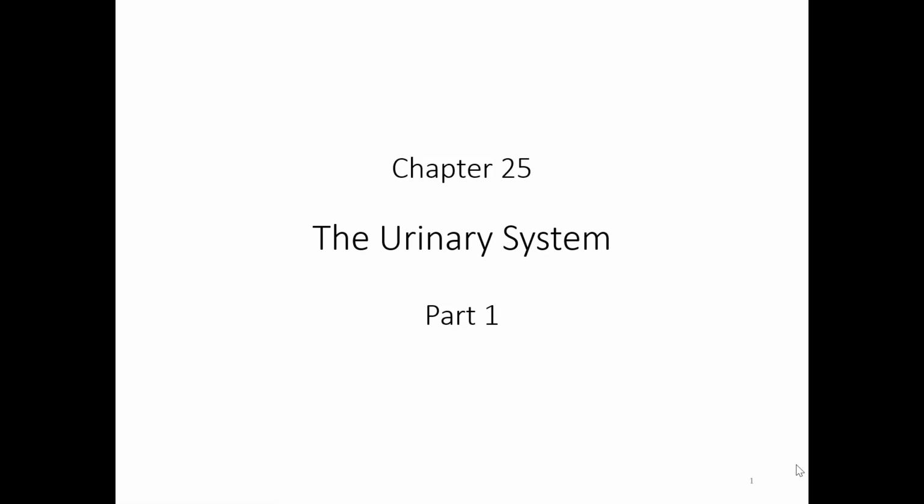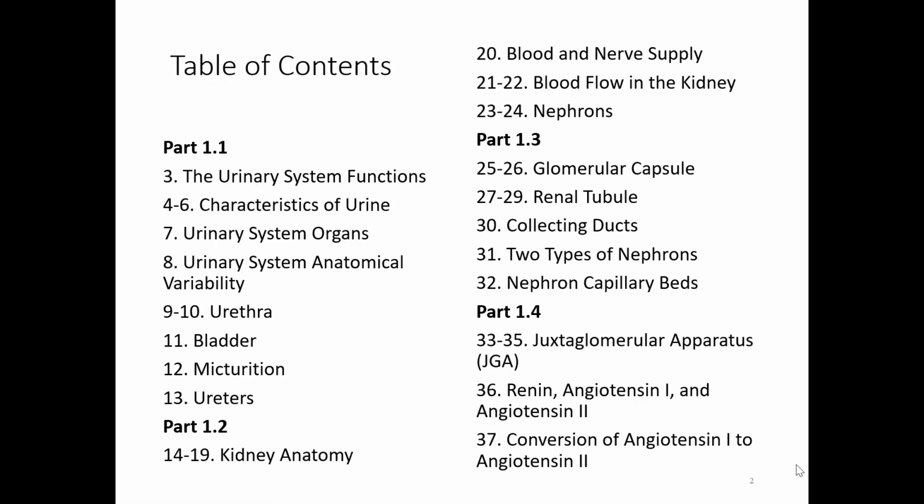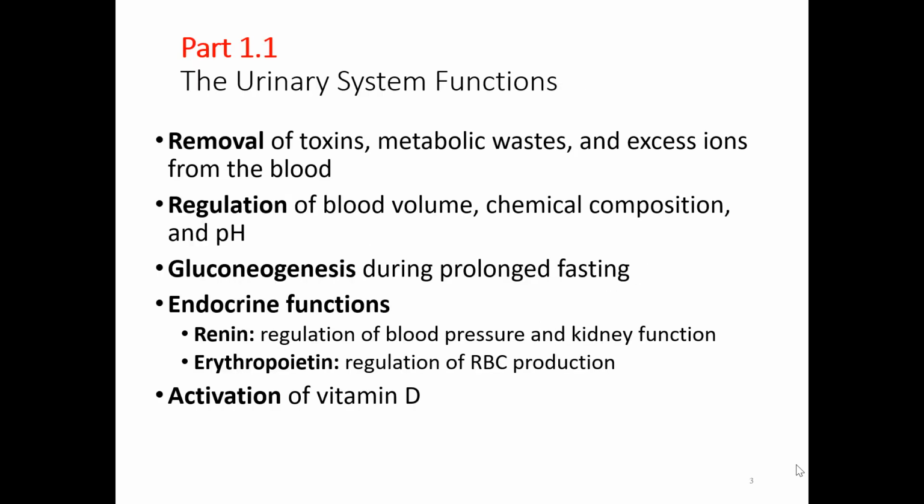Chapter 25, the Urinary System, Part 1, your table of contents, and we are going to start from the urinary system functions. First of all, our urinary system, our kidneys, they clean our blood from everything we do not need. Those would be toxins, metabolic wastes, and excess ions, any ions, sodium, calcium, whatever we have too much in our blood. Next one, kidneys help to regulate our blood volume, chemical composition of the blood, and pH of the blood.